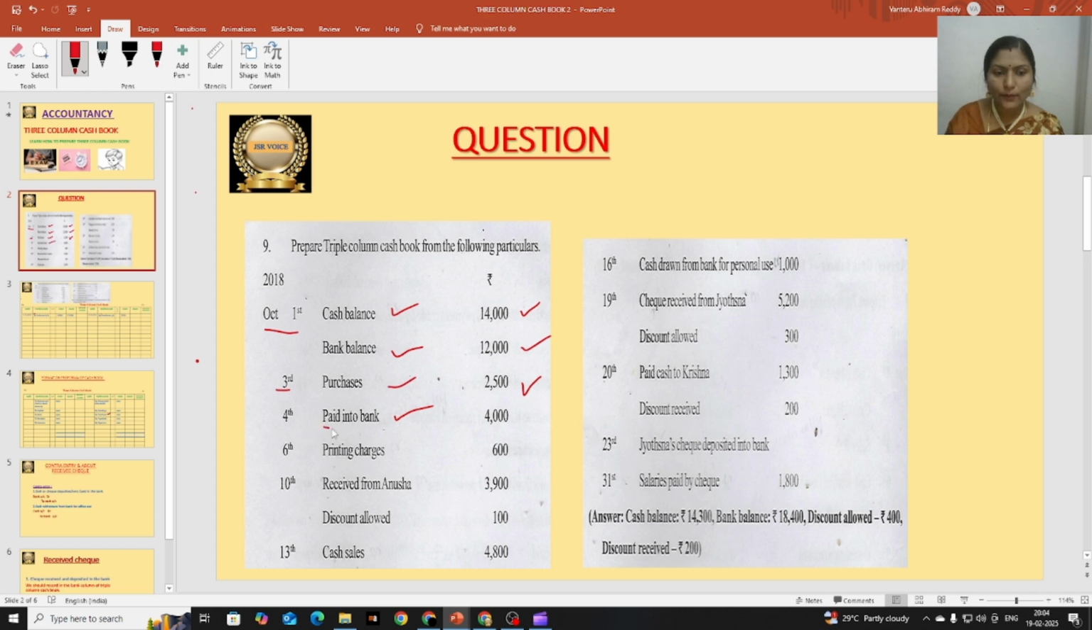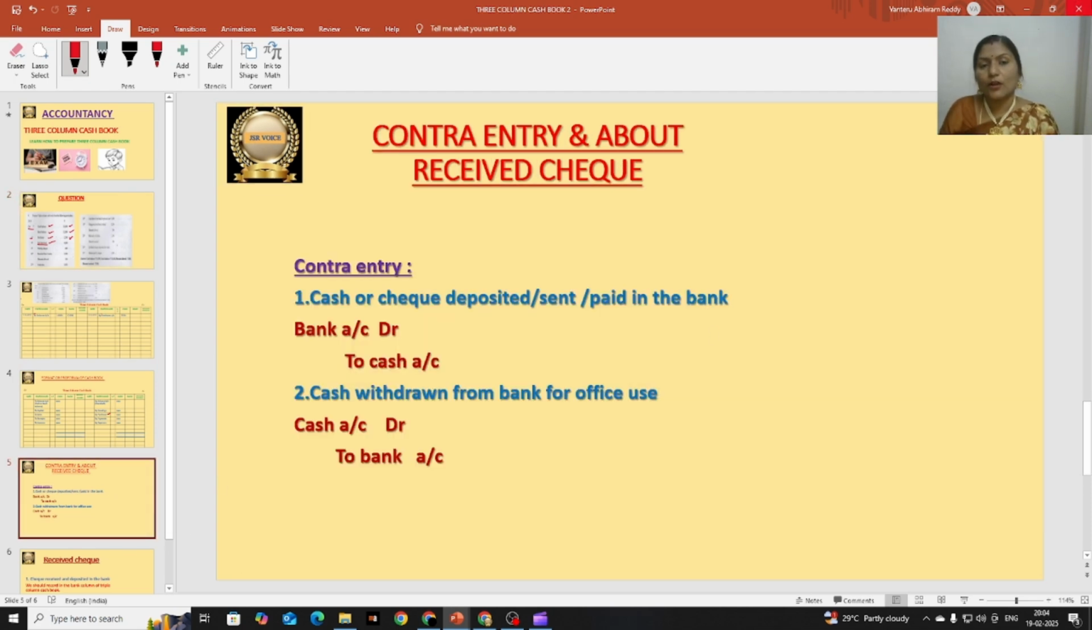So whenever they are giving paid into bank, immediately we should identify that it is a contra entry. Whenever the business is dealing with the bank, that always is a contra entry. When the business deals with the bank, whenever they are paying money to the banker or withdrawing money from the banker, while depositing, while withdrawing, these are the main two transactions that the business is going to deal with a bank. So in case of those transactions, we are going to write contra entry. I already mentioned there are two kinds of contra entries. So here you can see these are the two contra entries.